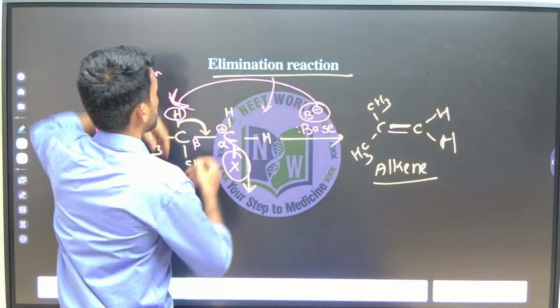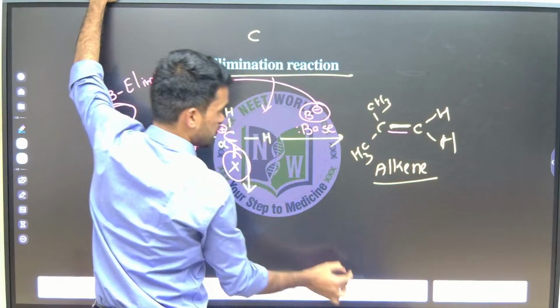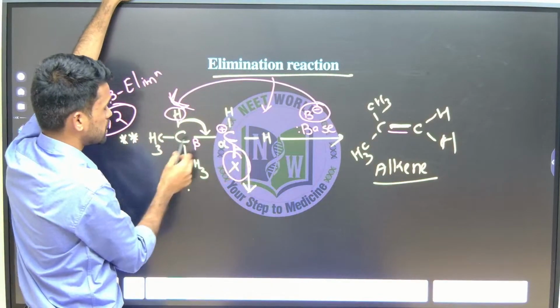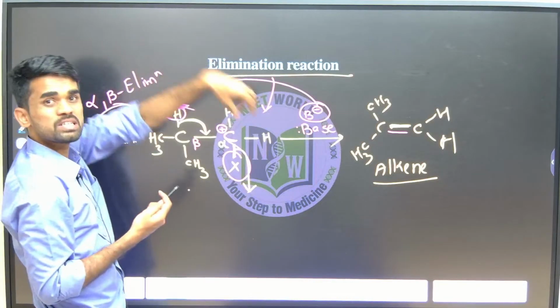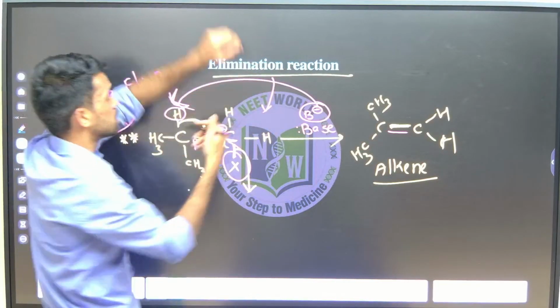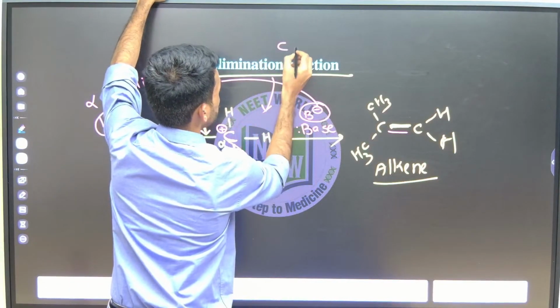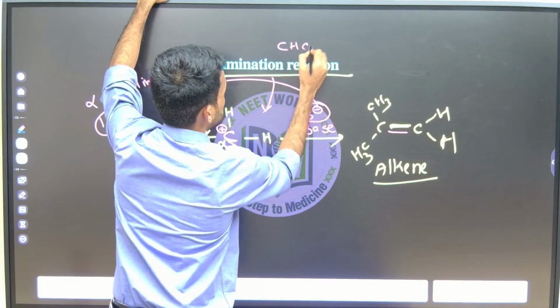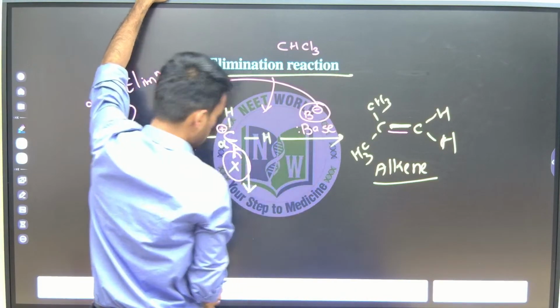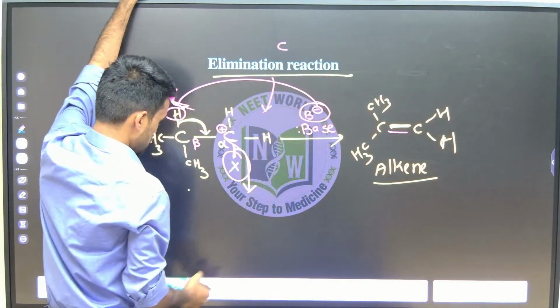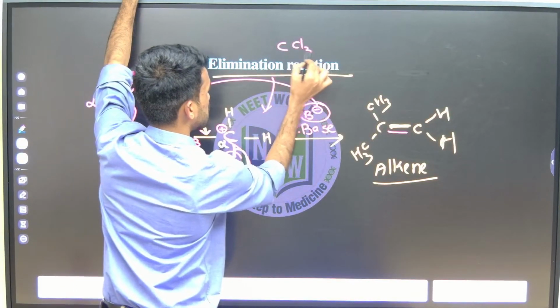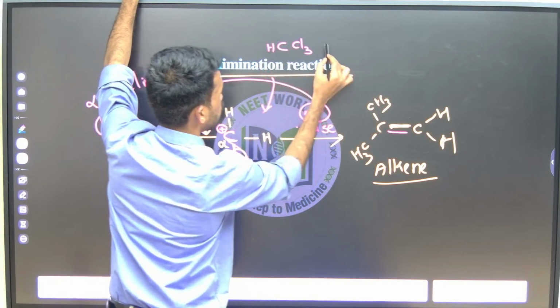What do we mean by 1, 1 elimination? It is very easy to understand. 1, 2 means we are removing groups from 2 adjacent carbons. 1, 1 means we are removing 2 groups from the same carbon only. Let us see what I am writing here: CHCl3, chloroform. So from this, once again, CCl3 and here H, chloroform only.